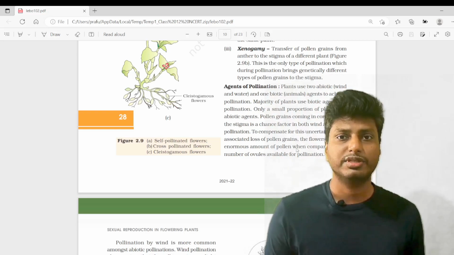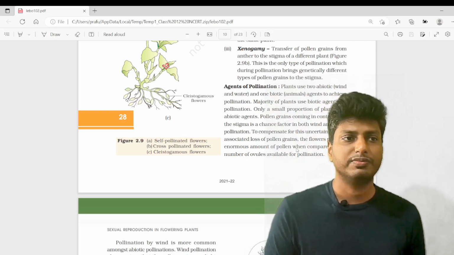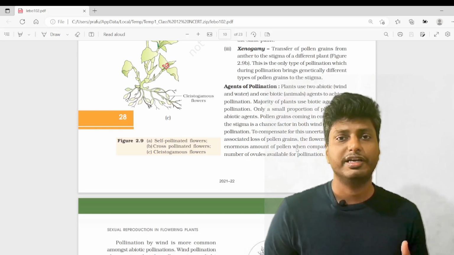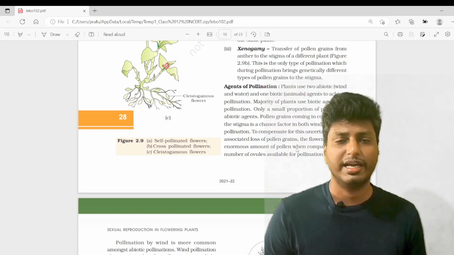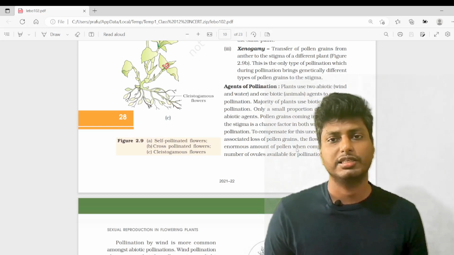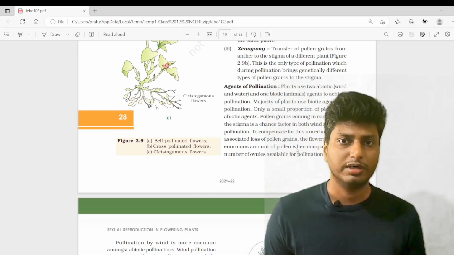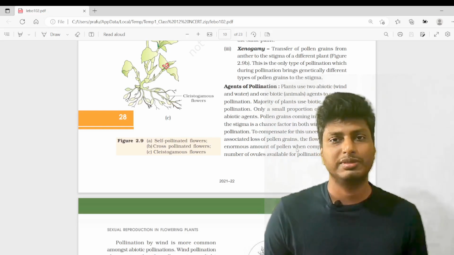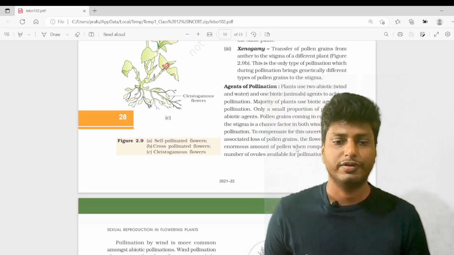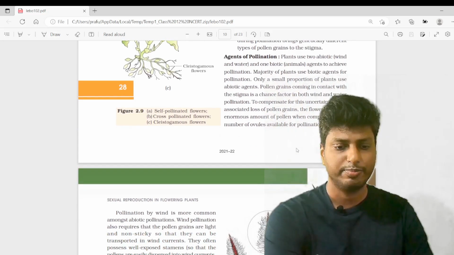Certain names or terms are given for the pollinations. Whenever it is with the help of birds, it is called ornithophily, and whenever it is with the help of insects, it is called entomophily. Similarly, whenever it is with the help of an abiotic agent, that is wind, it is called anemophily, because these are all Greek words, dear students. Here the word anemo means wind, and whenever it is with the help of water, it is called hydrophily. So the question was asking us the difference between wind pollinated and insect pollinated flowers.